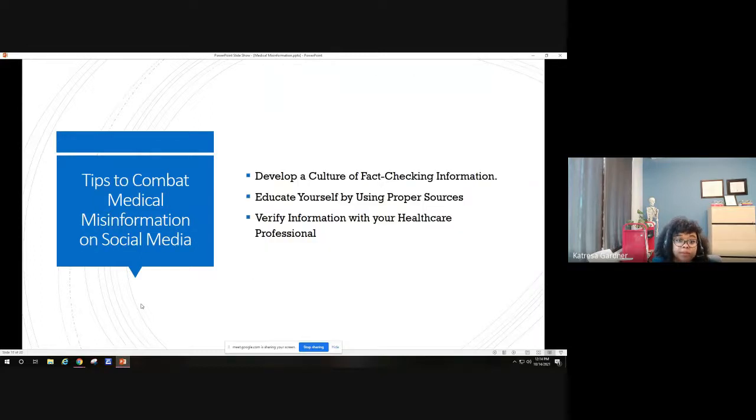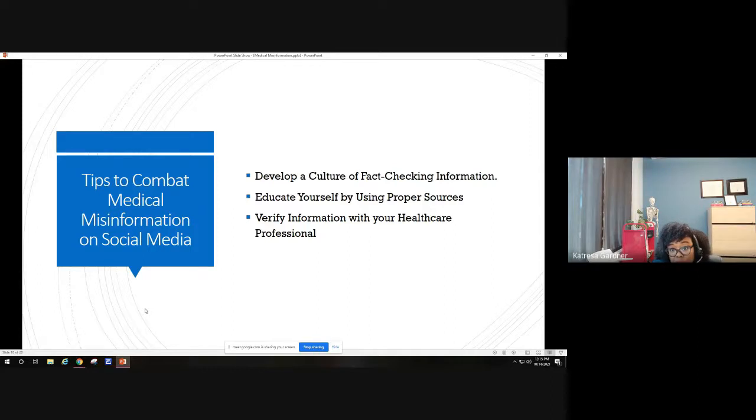All right, so here are some tips that I've concluded to combat medical misinformation on social media. You definitely want to develop a culture of fact checking information. Fact checking is very critical. The evidence and the research that I've looked at suggests that people with lower health literacy are more likely to trust sources of information on social media and blogs. So, a key strategy to combat this medical misinformation that could possibly be spreading is fact checking your information from several sources that are considered reliable.